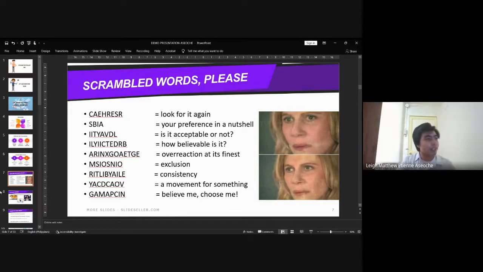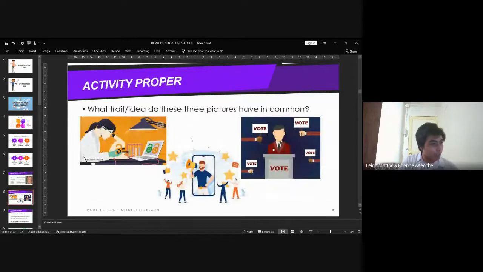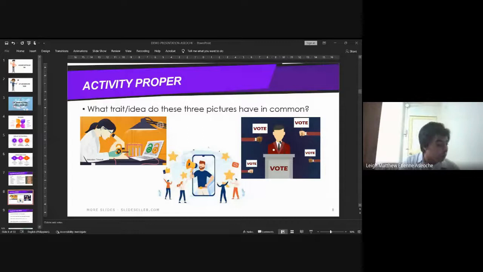Now that we're done with the scrambled words, again, I would like to say congratulations to everyone for doing a very good job in unscrambling the words. Next, we have another activity here. We have three pictures here. They all possess different subjects or ideas. Now, what do you think is the trait or idea that these three pictures have in common? What do you think is the common concept that these three pictures share? Would anyone like to volunteer or to share his or her thoughts and ideas?